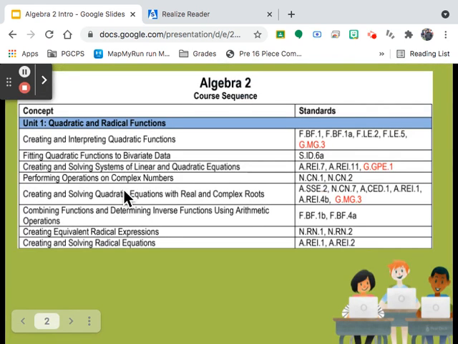So now for Unit 1, the whole focus, the whole goal is on the quadratic and radical functions. Within this unit, the most important piece is creating and interpreting quadratic functions, right? Yes, you will need to create and solve quadratic equations with real and complex roots. You will need to be able to create and solve systems of linear and quadratic equations. But the basis of this is being able to create and interpret quadratic functions.